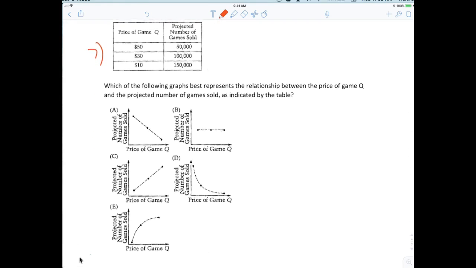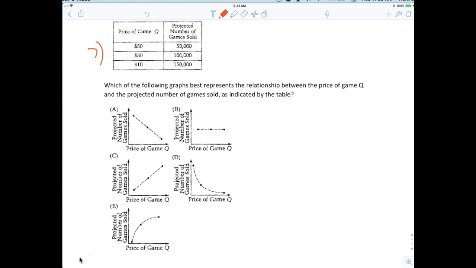A lot going on here, so let's see what's going on. It says, which of the following graphs best represents the relationship between the price of the game and the projected number of games sold? Generally, the higher the price, the less people can buy it. The cheaper it is, the more. If the game is 50, then there'll be 50,000 people to buy it. If you make the game 30, then you'll have 100,000. So as the price goes down, the more people buy it.